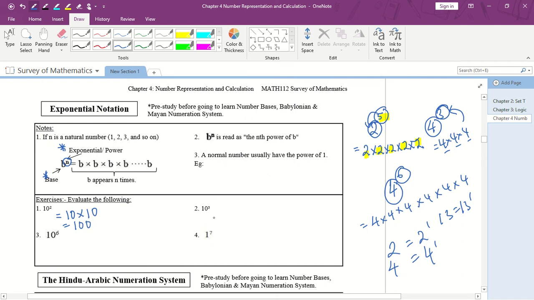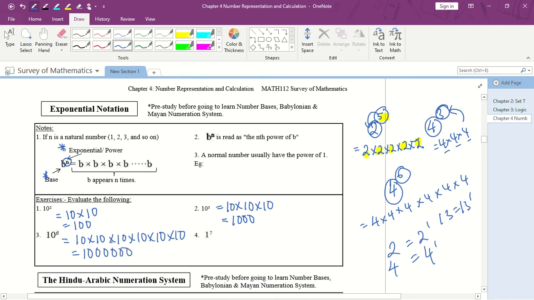And the next one, 10 power of 3. It means that 10 times 10 times 10, and it is equal to 1000. And the next one, 10 power of 6, means that we have six 10s: 1, 2, 3, 4, 5, and 6. So it is equal to 1, 2, 3, 4, 5, 6 zeros.